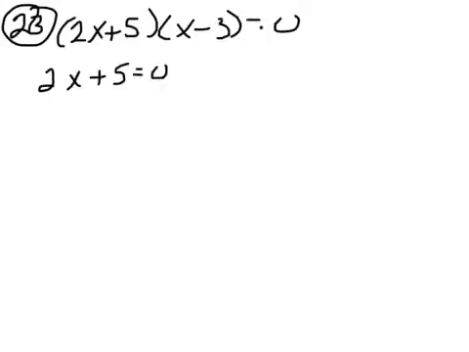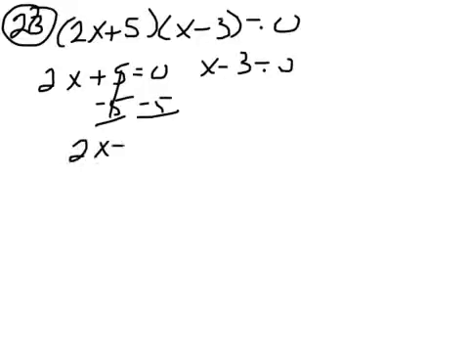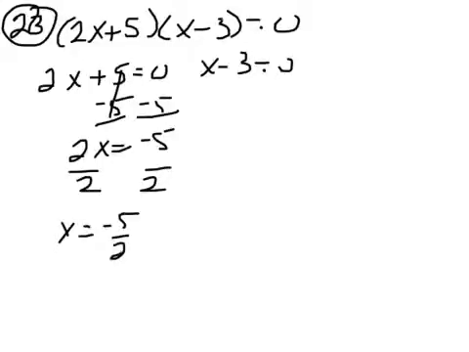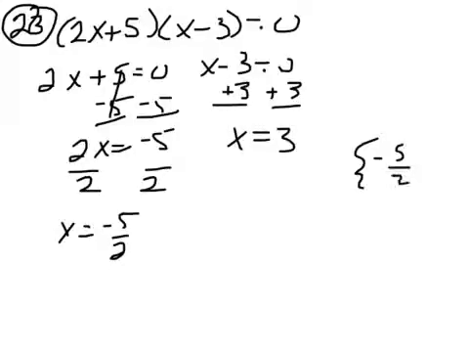2x plus 5 equals 0. X minus 3 equals 0. And you could just, really quickly do the math on that. Subtract 5, get 2x is negative 5. Divide by 2. X is negative 5 halves. And this one up here is real easy. We just add 3 to both sides, and we get x is 3. So our solutions are negative 5 halves and 3. So that was really easy because they actually already had it set up really nicely for us.